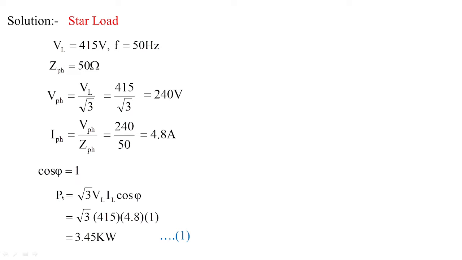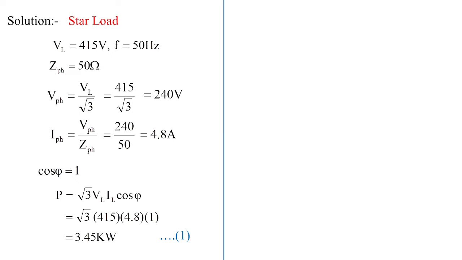In that case, the power would be equivalent to root 3 VL IL cos phi. The value of VL is 415 volts, and the value of I phase and line current are one and the same, so we are taking the value as 4.8. The cos phi value is 1. So overall power for the star load is obtained to be 3.45 kilowatts. Let me treat this as equation 1, and remember this value of power. Later on we have to see what is going to happen to the power when one of the resistances is removed from the star load.